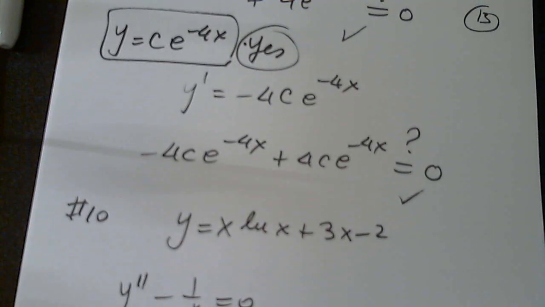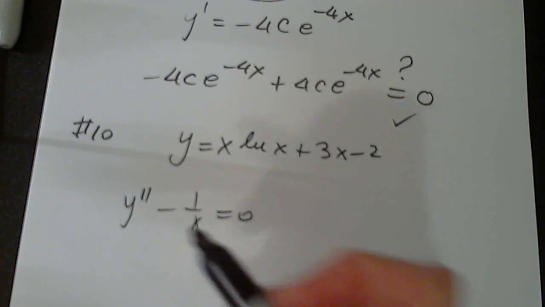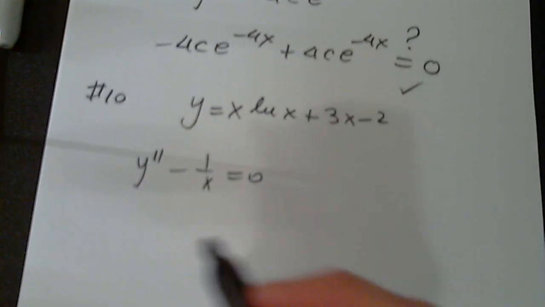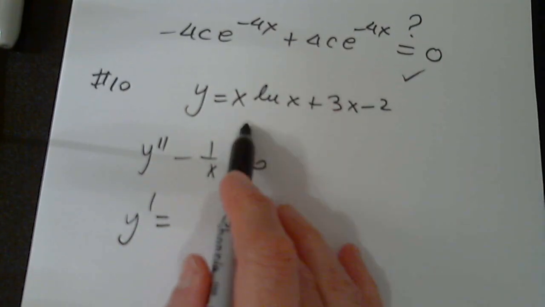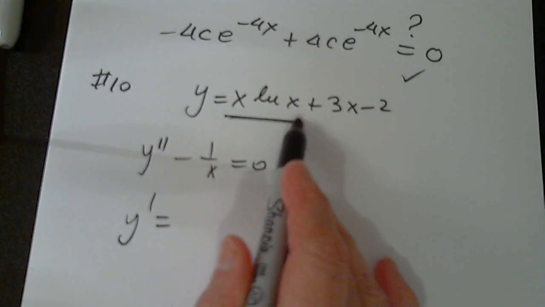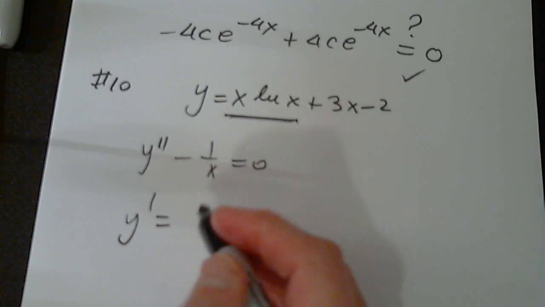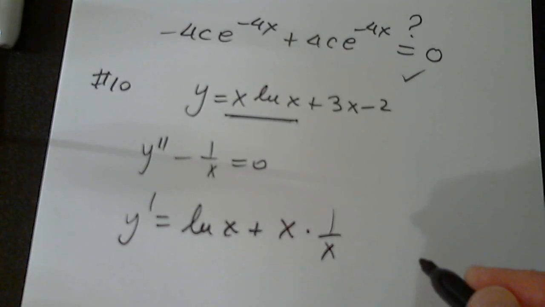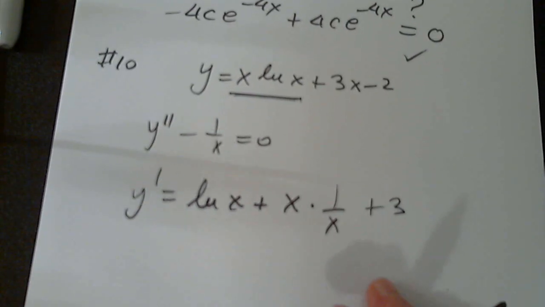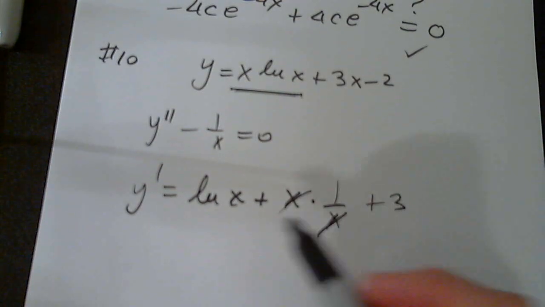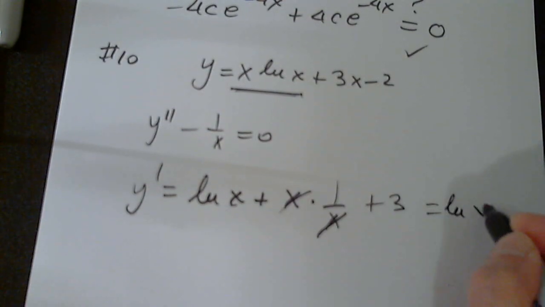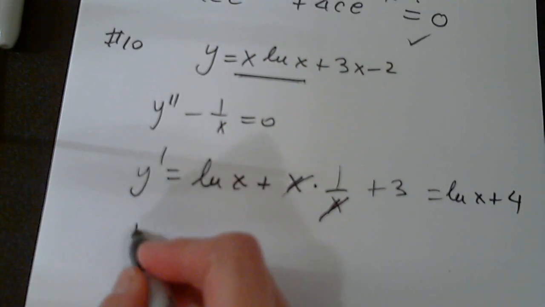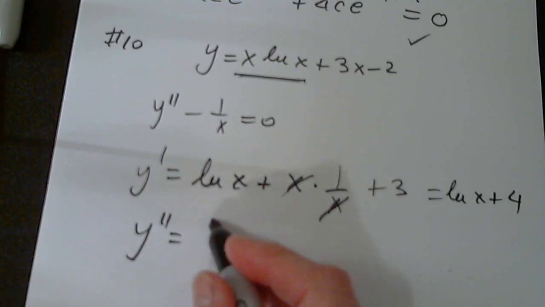Okay. So let's see if this is the case. In order to find the second derivative, I have to find the first derivative first. So, y prime. This is a product. Careful. First function prime times the second one plus the first times the second one prime and plus 3. So natural log plus 4. Now I can find the second derivative. But the second derivative is just 1 over x.